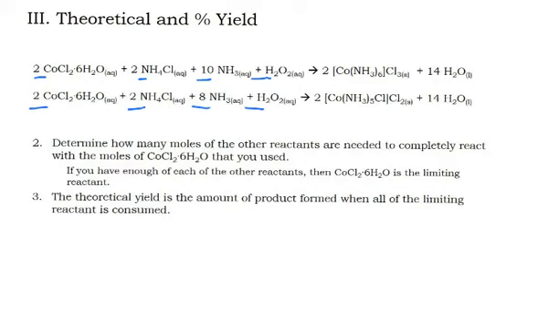And then finally, using that limiting reactant, you can determine the theoretical yield by calculating the amount of product formed when all of the limiting reactant is consumed. And this is pretty easy because it's a 2-to-2 mole ratio, or 1-to-1. So if cobalt chloride hexahydrate is your limiting reactant, however many moles of cobalt chloride hexahydrate you used is how many moles of your complex ion product that you should get. Then you'd use the molar mass of that product to turn it into grams. And so that'll give you your theoretical yield of your product.